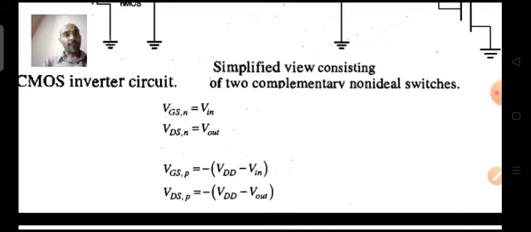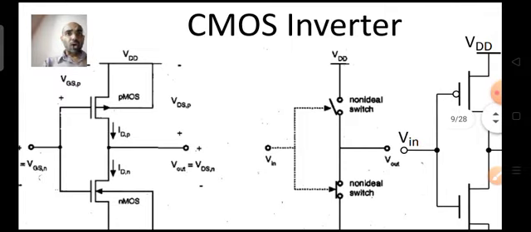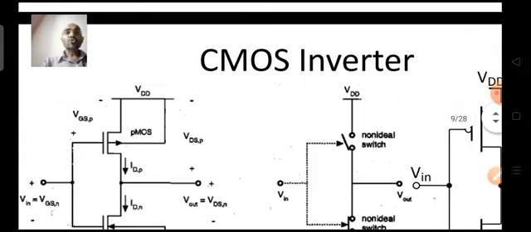Okay. Now similarly for the PMOS, if you write the equation, then you can see that the source of the PMOS is connected to VDD, whereas the gate is connected to Vin. Now, if I ask you what is your VGSP, VGSP will be Vg minus Vs for a PMOS.